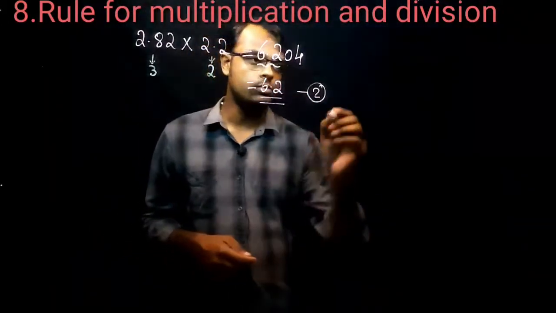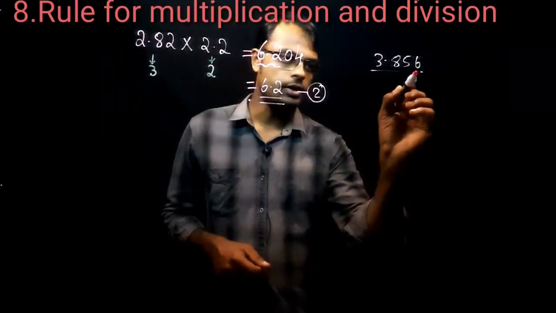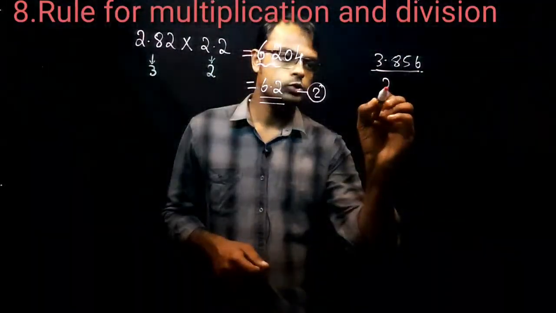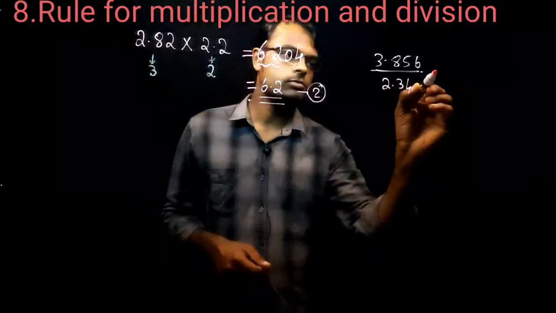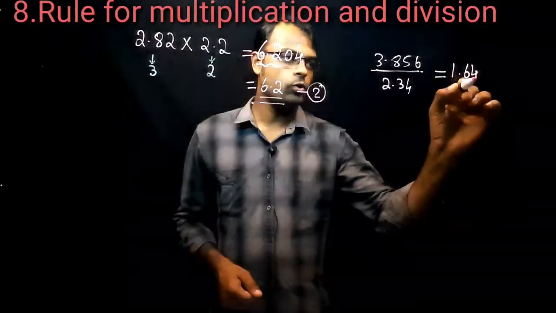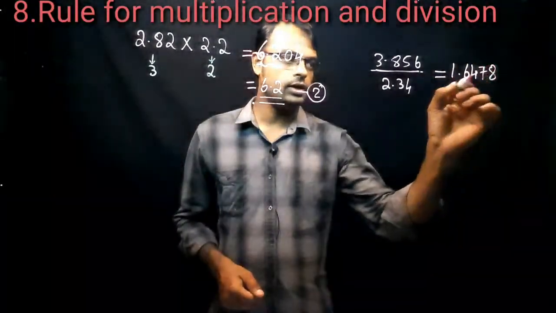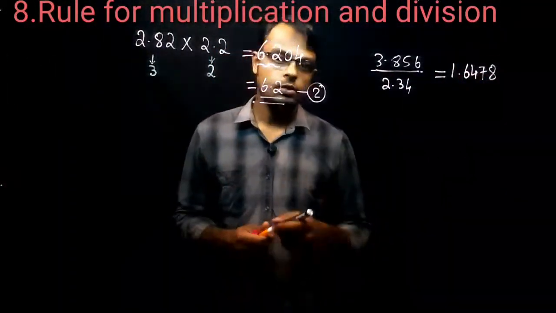Let's do one more example here. 3.856 divided by 2.34. First of all, what is the answer in this case? 1.6478 etc. Now look at this example.